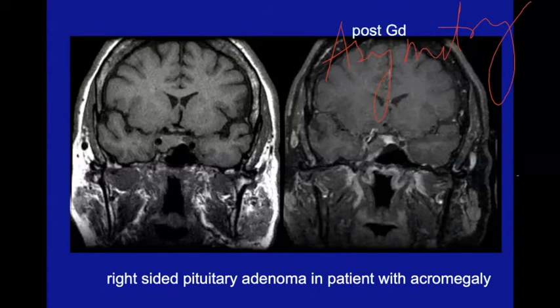So this is the post-gadolinium scan, and here you see there's actually diminished enhancement on this side and diminished enhancement here. This patient actually had 2 pituitary lesions. And so this is what you want to look for, is this diminished enhancement and mass effect.